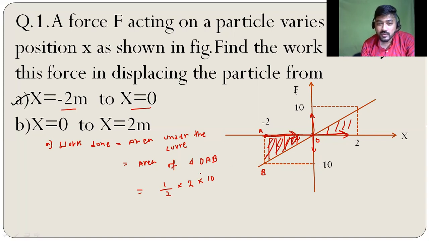Okay, so in that respect you can understand that this work done will be negative, or you can conclude this in such a way that when the area is under the x-axis, below the x-axis, this will be negative work done, and when the area is in the upper part of the x-axis, above the x-axis, then you will always get positive work done.